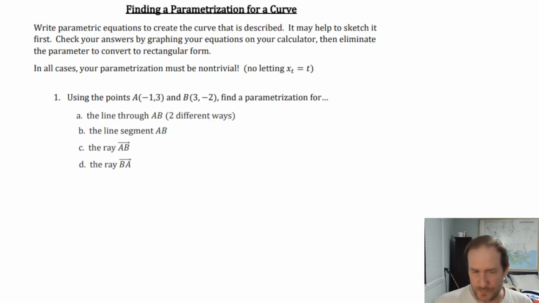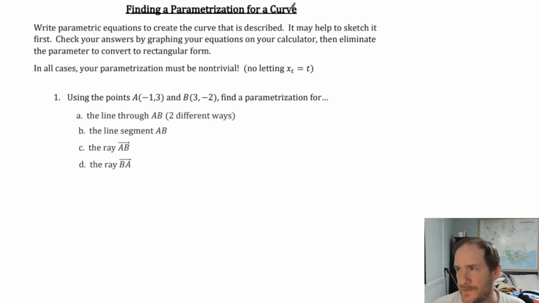I'm going to go through the last lesson of the unit again, and then I'll try going through the test review as well. So we're back on the page where the top says finding a parameterization for a curve.